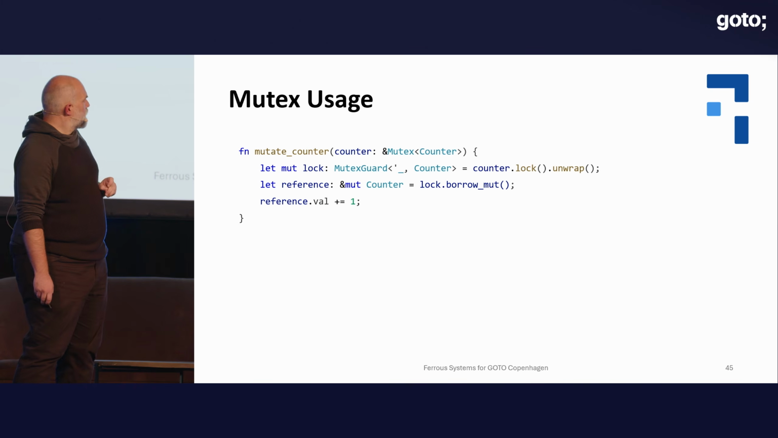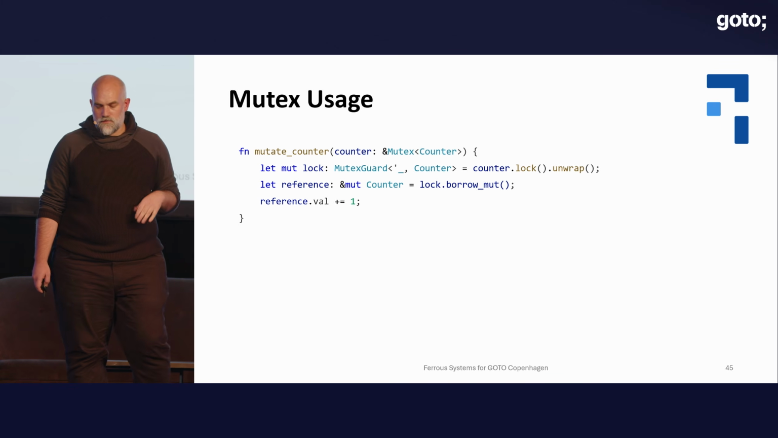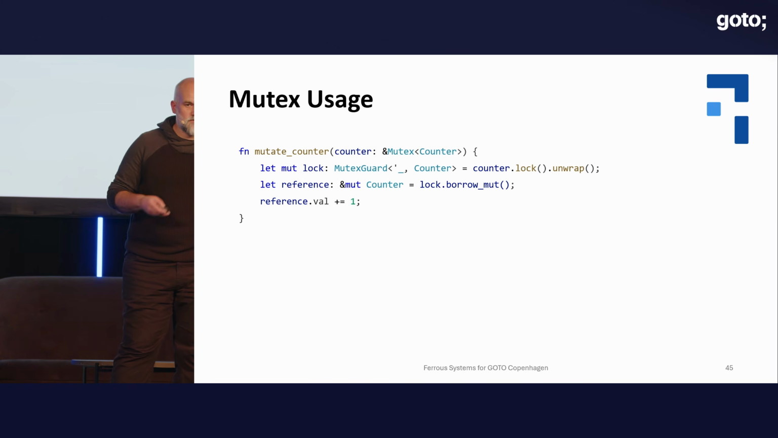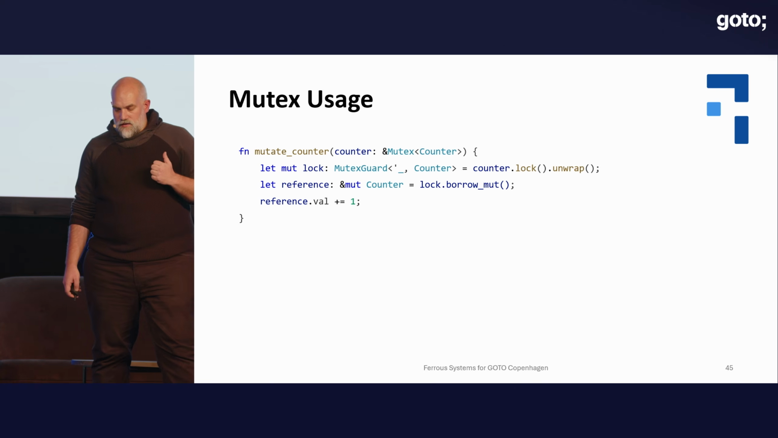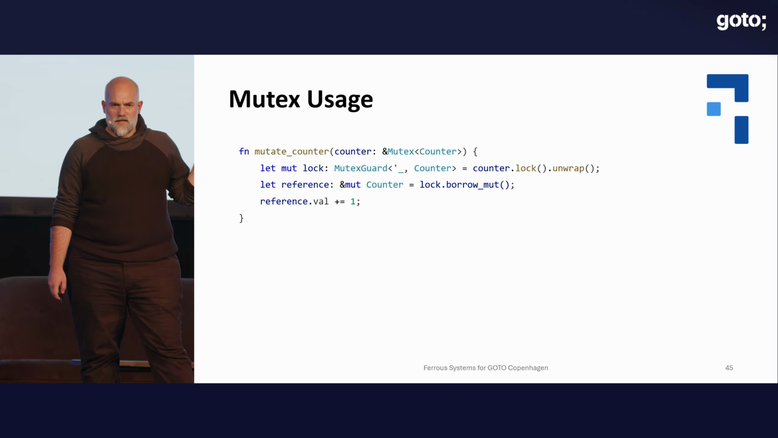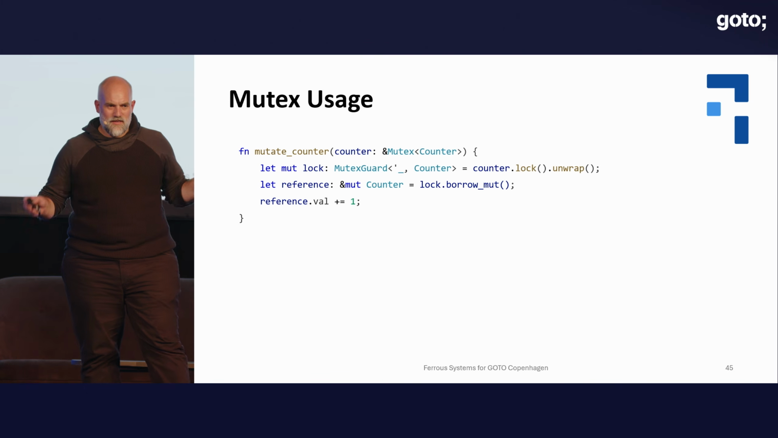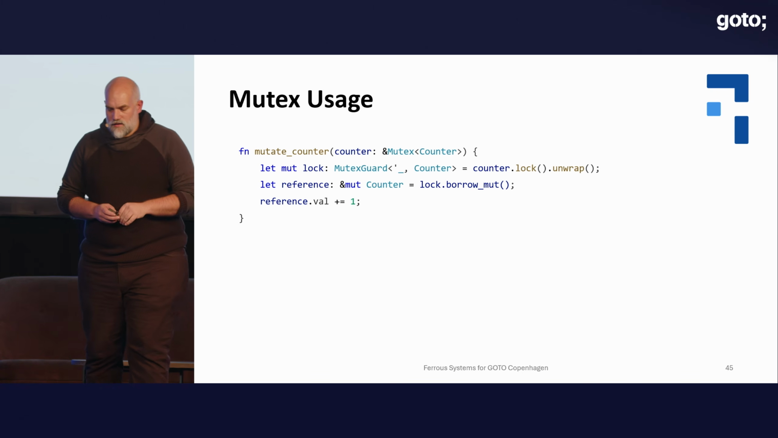So here's the manipulate counter function. It takes a mutex. Mutex is parameterized for the counter that is inside. And we can lock that one. Don't care about the unwrap here. That is widely considered an API mistake. Just use it like that. I don't want to go into detail why that is there.